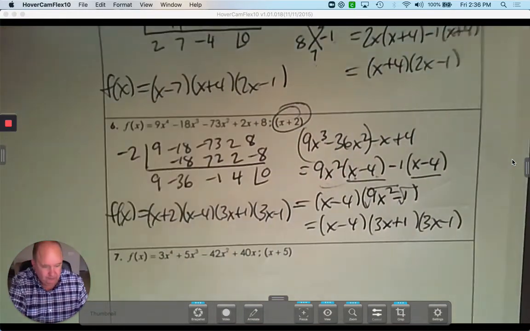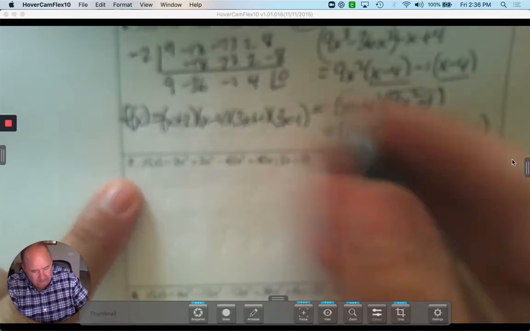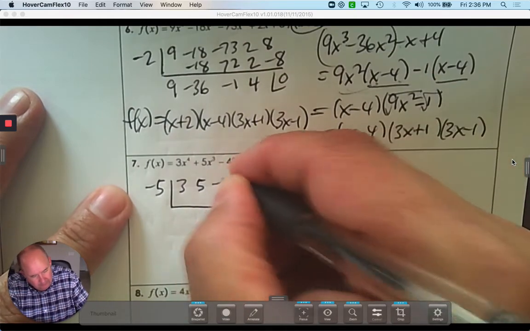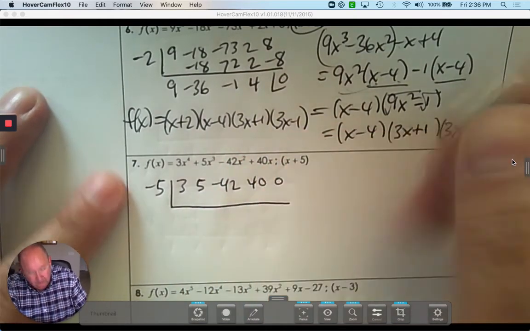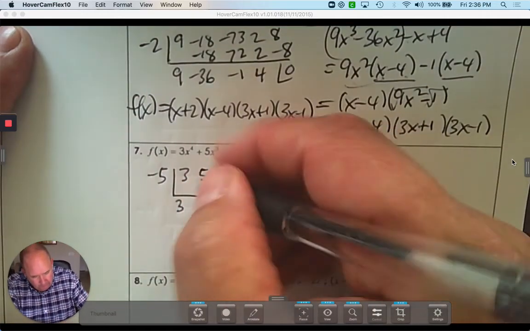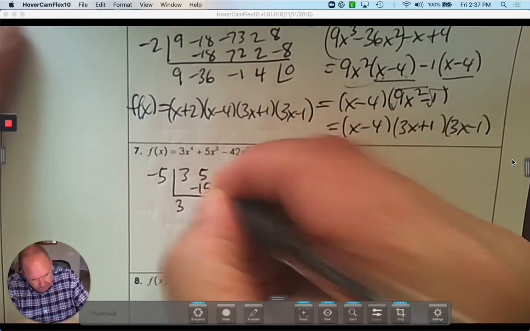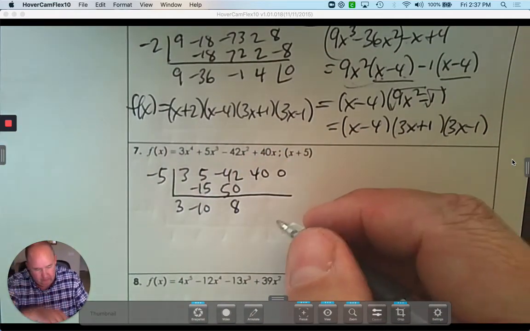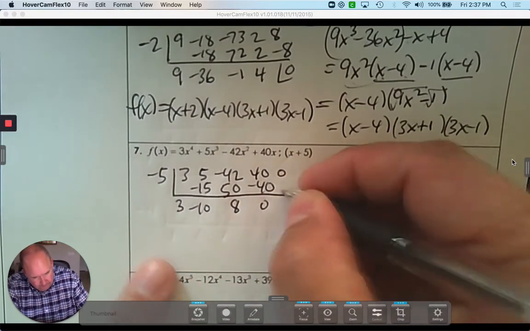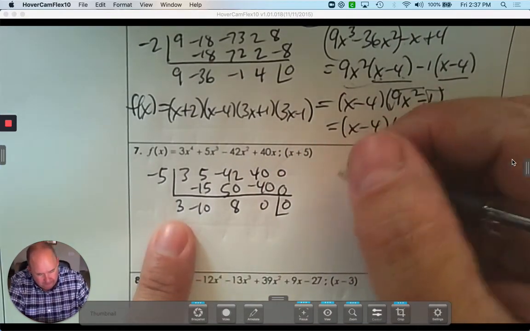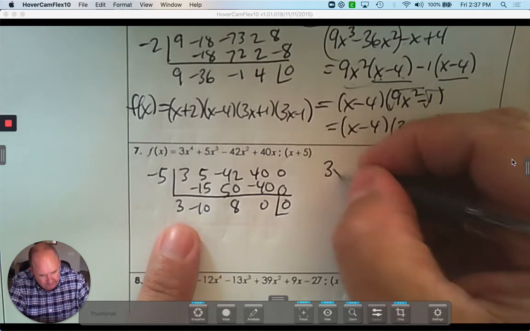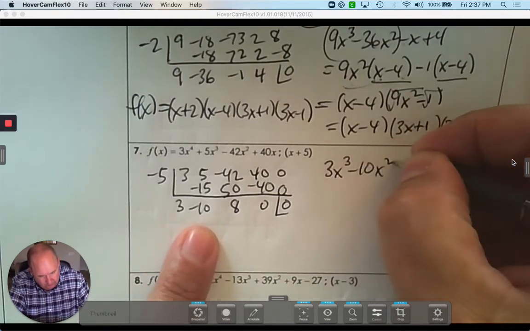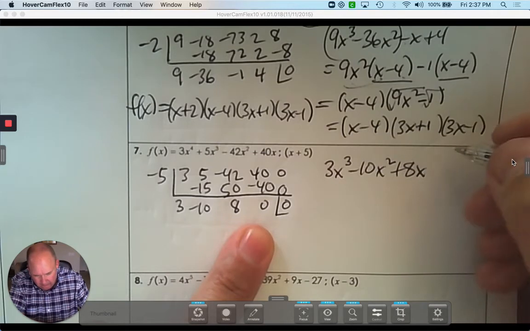All right, two more to practice for this lesson. Number 7, you're given a factor, so we take the 0, 3, 5, negative 42, 40, and 0. So let's do the work one at a time. Again, I'm adding and multiplying as I go across here. So what I'm left with is 3x cubed minus 10x squared plus 8x plus 0, which I don't need.